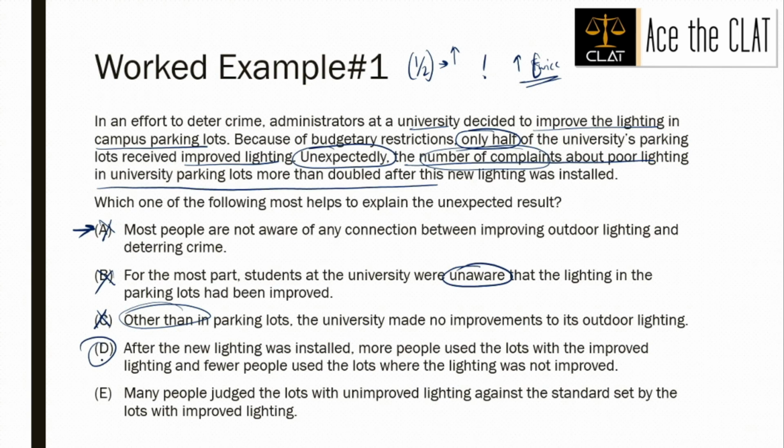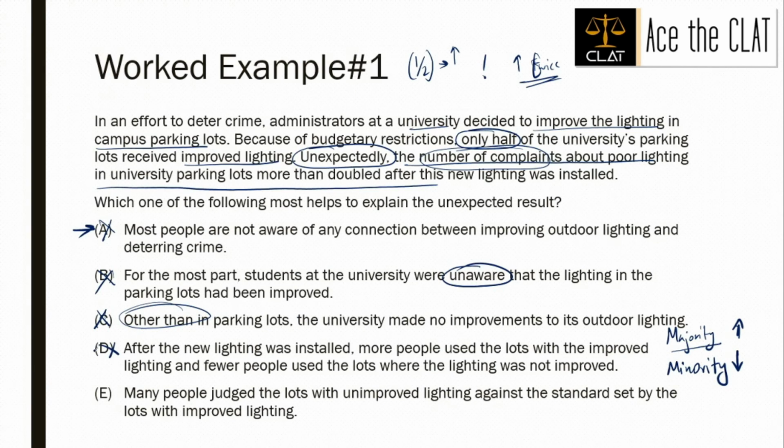Let us understand this, that the majority of the people used the improved lighting lot, and the minority used that particular lot where the lighting conditions were not improved. Logically, then this should happen, right? Where the majority of people are going, they will not complain. Minority people may complain, but since the majority are going to a place where there is no need to complain, then why would this number of complaints increase, right? Again, this is not our correct answer.